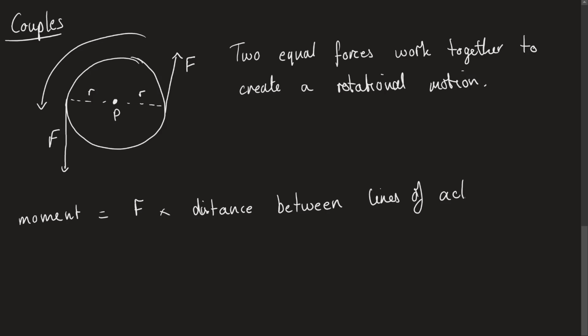Now, what do I mean by lines of action? A line of action is just the direction that the force travels in. So I could extend that down. That would be that line of action. This would be that line of action. So the force is applied in this general line. So we're just looking for the distance between these two lines, which we know is just going to be r plus r. So it's just going to be 2r. So in this case, the total moment acting on this steering wheel is just F times 2r, or 2FR.